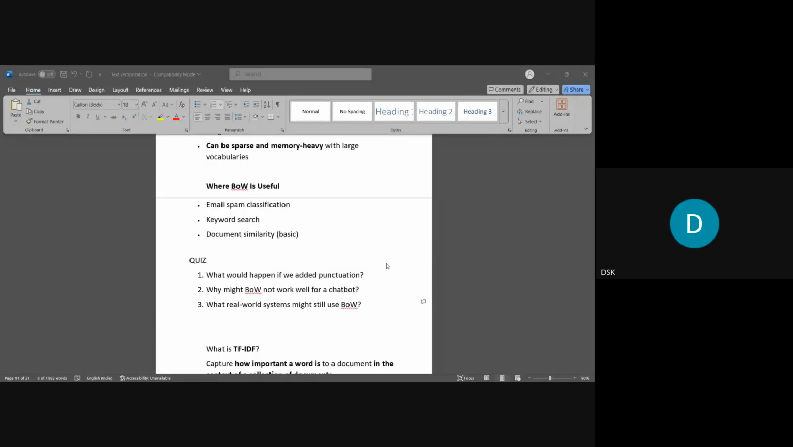So basically, it is used in resume screening tools, SMS filtering on devices, and as well for sentiment analysis, that is for basic purposes. Simple reviews can be analyzed this way. Spam detection, as told. So these are the categories of real world systems that still use bag of words.